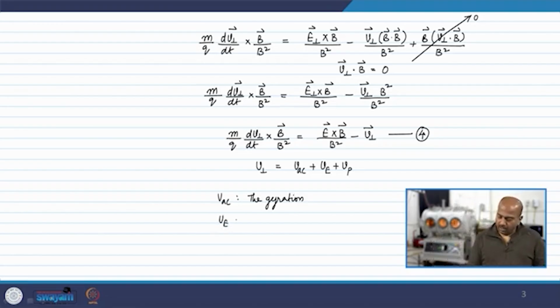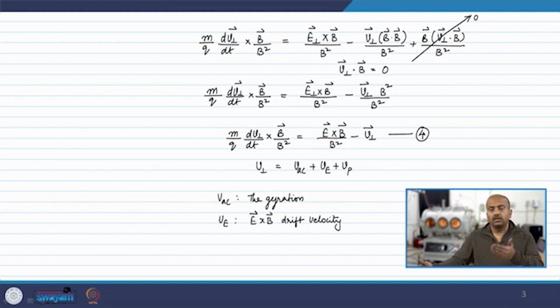And V_E, what is this? This is the E cross B drift velocity we are familiar with. Whenever we have electric and magnetic fields perpendicular to each other, we get a velocity which is called the E cross B drift velocity, which should be there. The electric field is already there. Now we have to think of something else which should also be accommodated in the same picture. What is it?